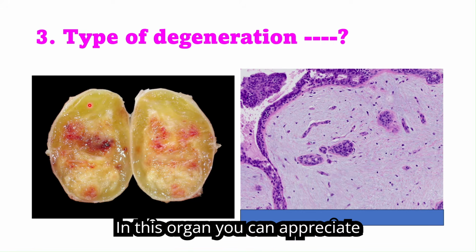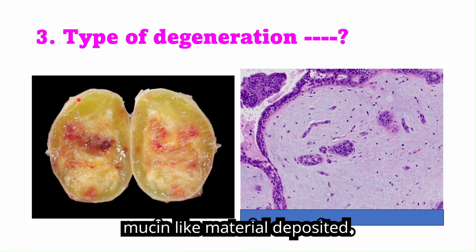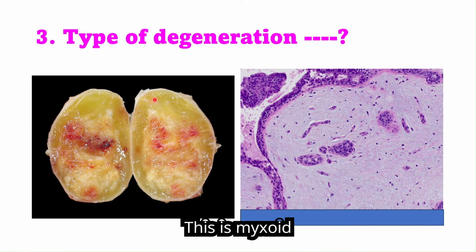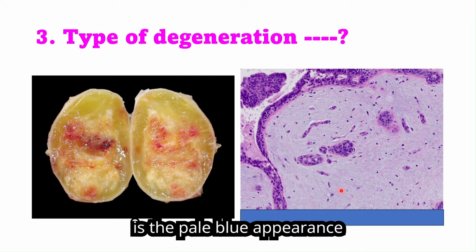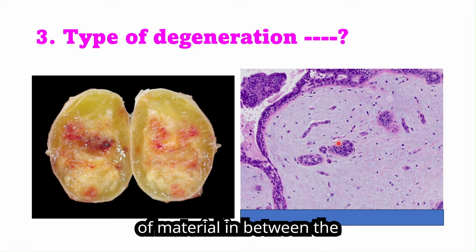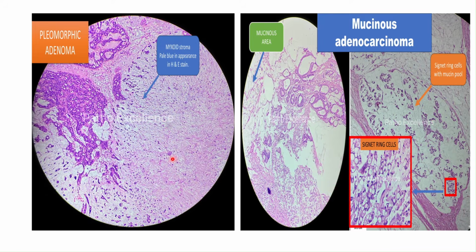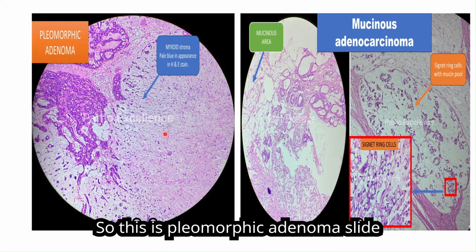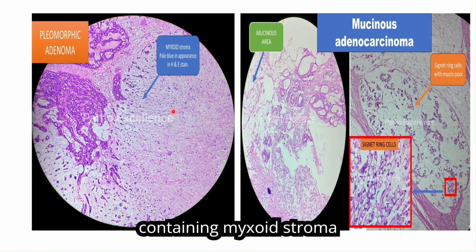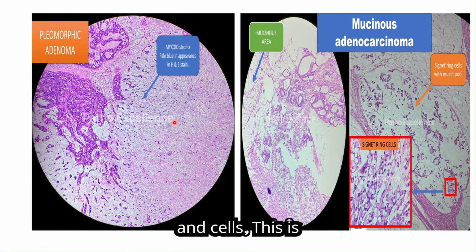In this organ you can appreciate mucin-like material deposited. So this is myxoid degeneration. This is the pale blue appearance of material in between the cells. This is a slide of fibroadenoma containing myxoid degeneration. So this is a pleomorphic adenoma slide containing myxoid stroma and cells.